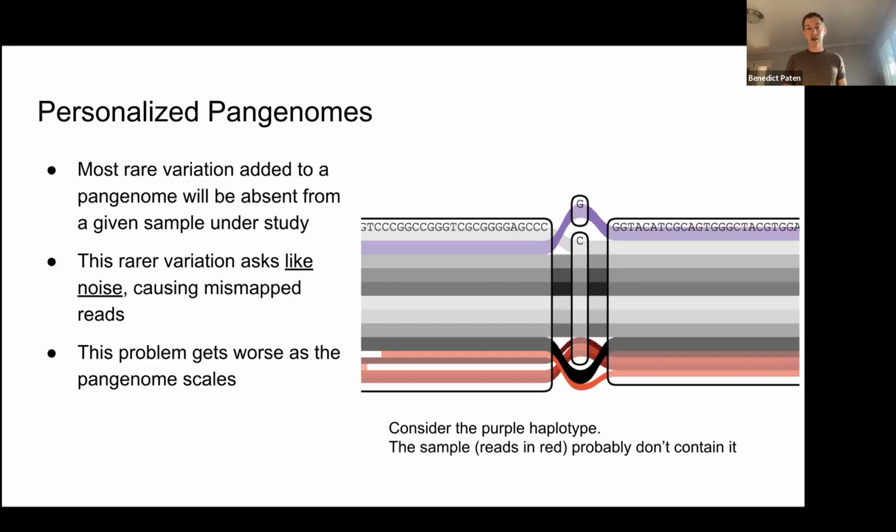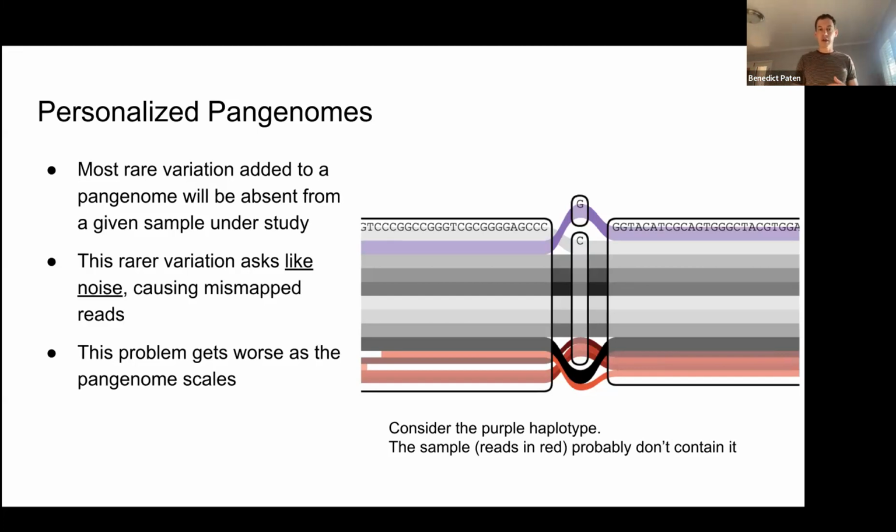And that's just because, once you've added 100 genomes, then the chance that a new variant that you're adding in the 101st genome is common gets quite small, right? Because the chances are you've already seen the common stuff, okay?